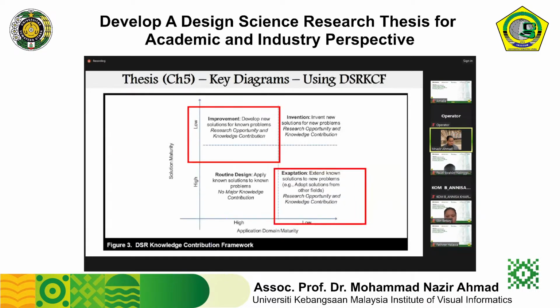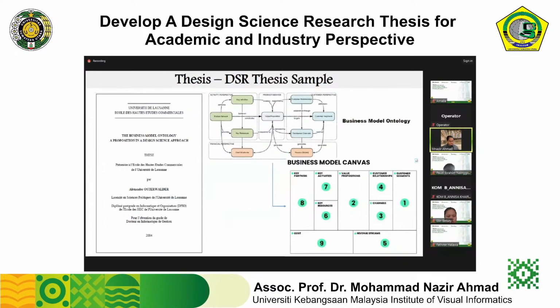All right, and in thesis chapter 5, okay, again, you need to discuss your knowledge contribution. Design science research provides you a very good template to reuse, and then you justify where your solution, your artifact, is located, right? So whether it is improvement or acceptation. Most of my students did improvement, and some students did acceptation. No student did routine design, and no student so far did invention. All right.